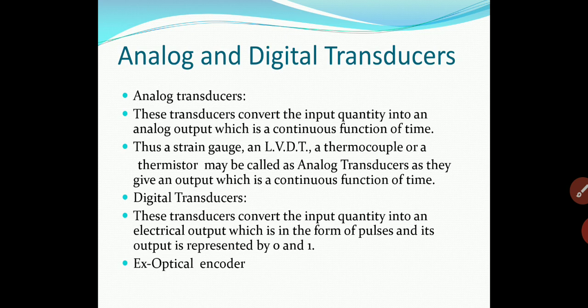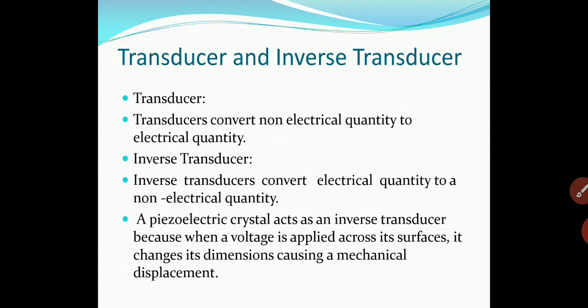The other classification is digital transducer. These transducers convert the input quantity into an electrical output which is in the form of pulses and its output is represented by 0 or 1. तो यहाँ पर जो भी इनपुट क्वांटिटी होगी उसको हम इलेक्ट्रिकल आउटपुट में कन्वर्ट करेंगे और उस आउटपुट को हम पल्स के फॉर्म में कन्वर्ट कर सकते हैं. और पल्स के फॉर्म में क्या रहेगा, या तो उसकी वैल्यू 0 होगी या फिर 1 होगी. So this type of transducer is called digital transducer. इसका एग्जाम्पल है ऑप्टिकल एनकोडर.